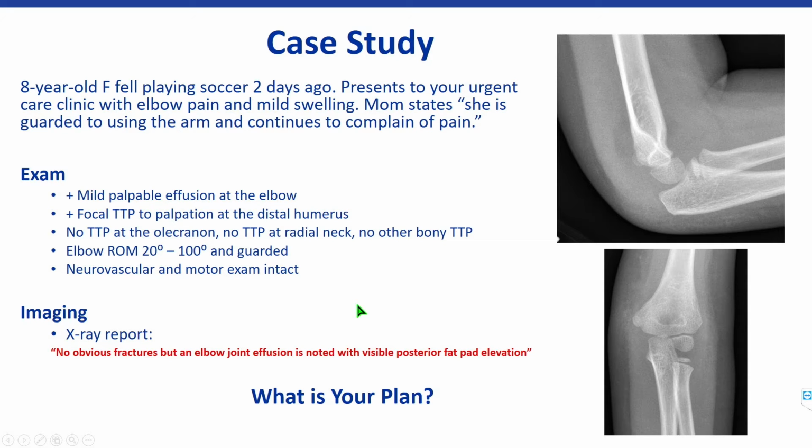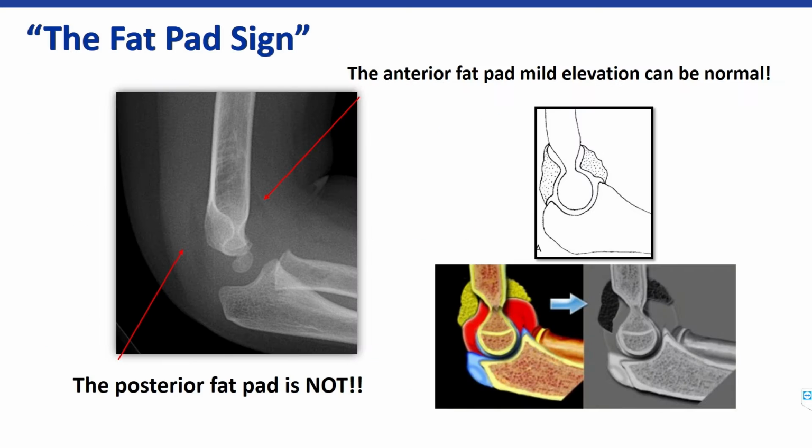You get your x-ray report after you get your two views, and the x-ray report says no obvious fractures, but an elbow joint effusion is noted with a visible posterior fat pad elevation. So again, now that we know what that means, it helps us to have a good understanding of what exactly that's showing us on the x-ray. And you can see this very clearly on this particular x-ray when you look right here at this anterior sail sign and this posterior fat pad sign. The rest of this elbow overall looks pretty good, I think, and we'll look at that a little closer. But like we talked about, that's exactly what you're seeing, that anterior sail sign, that posterior fat pad.